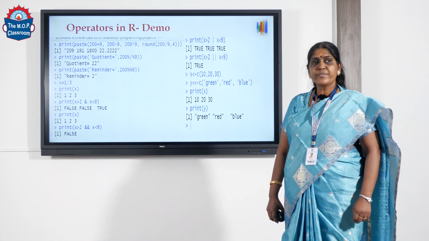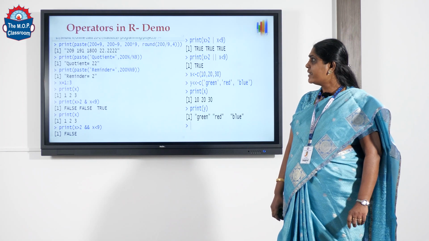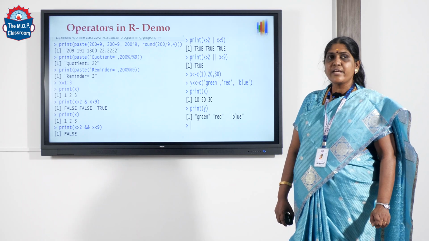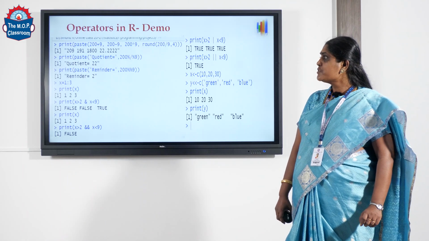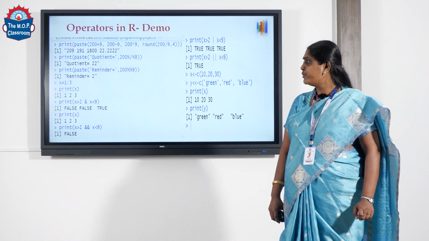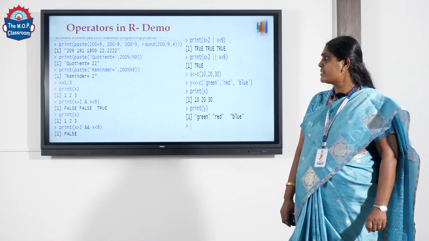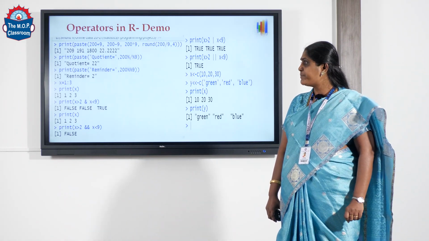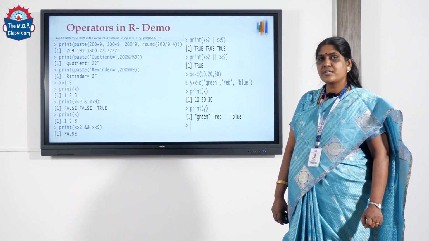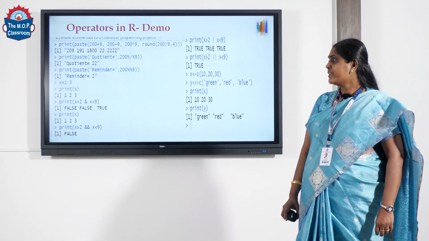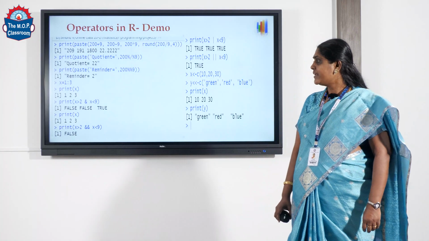Next we do have the relational operators. It checks whether x is greater than 2 and x is less than 9. So what is x? X is the sequence 1, 2, 3. Every element is checked with x greater than 2. So the first element 1 is less than 2, so it prints false. The second element 2 is equal to 2, so it prints false. The third element 3 is greater than 2, so it prints the value true. And again, all these three values are less than 9, so we are getting the answer false, false and true.